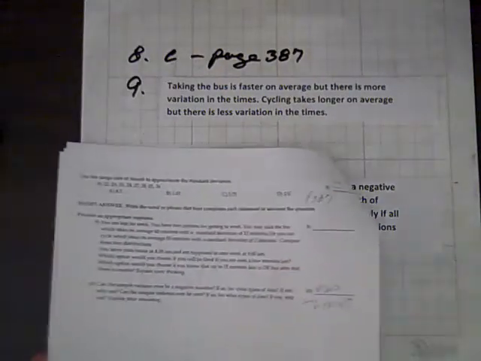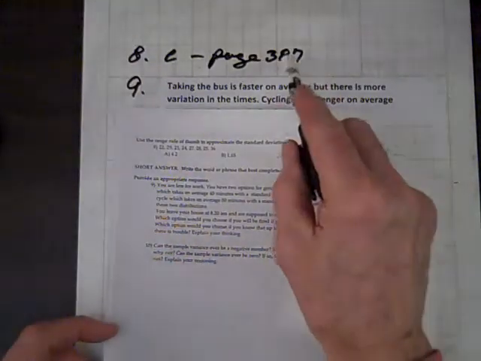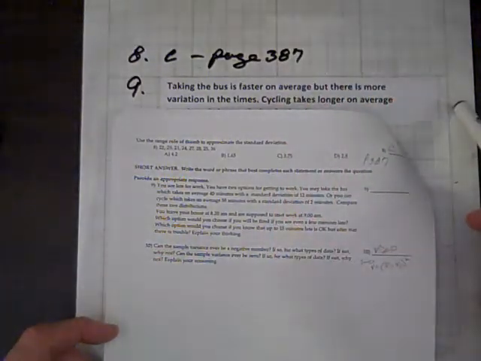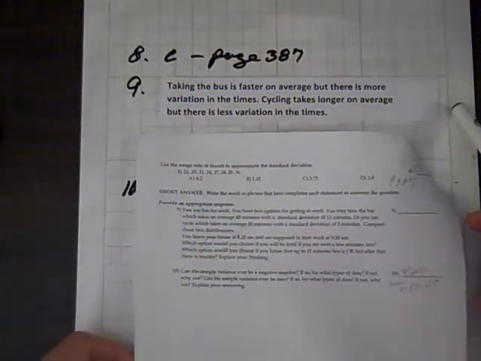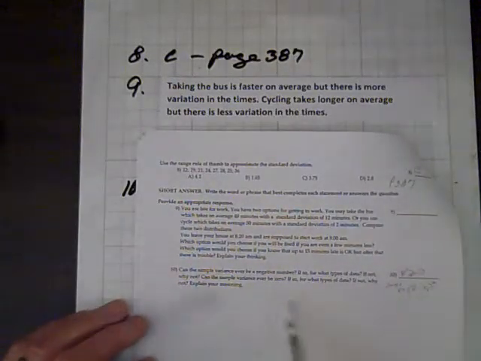So now for 8, we have to use the range rule of thumb to approximate the standard deviation. And if you'll go to page 387, you will see that, and it makes for a very easy compute. Now let's do number 9.